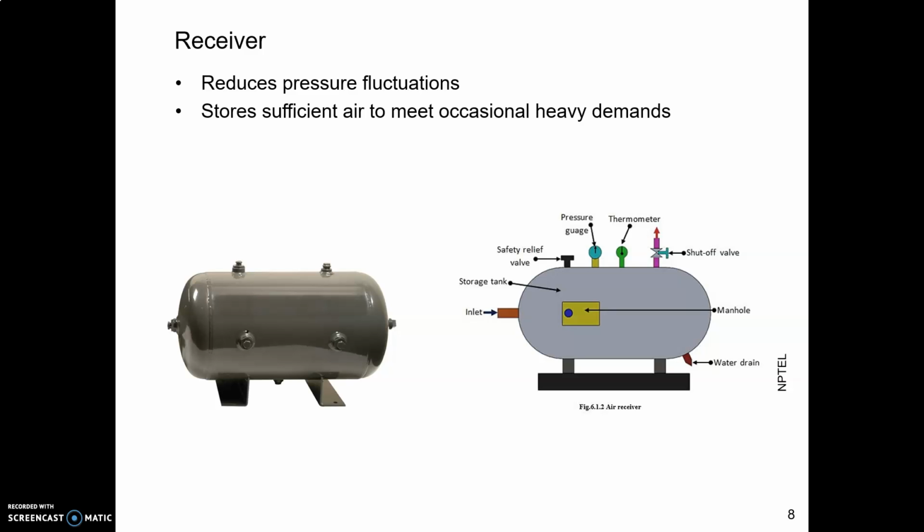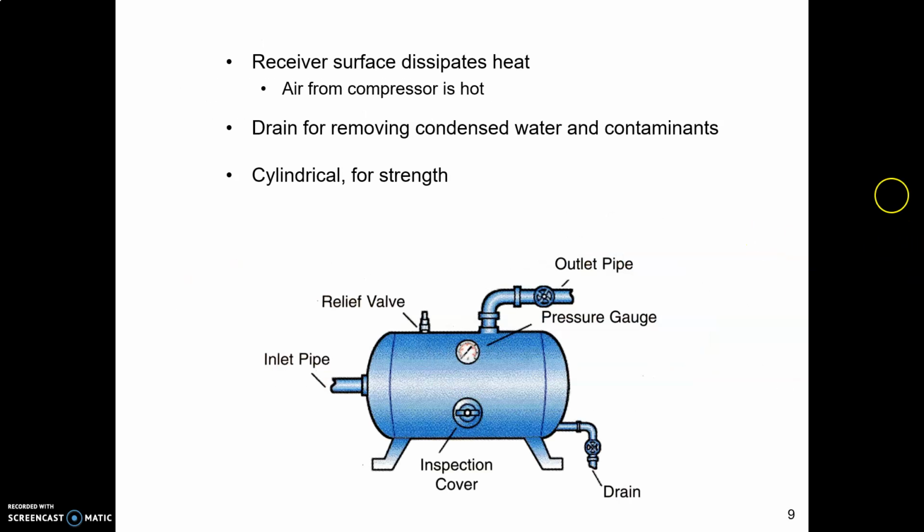So after the compressor pressurizes the air, it gets stored in a receiver. And a receiver is basically a tank. It's a tank that stores the pressurized air, and it helps level out the pressure fluctuations. It does some other things too. It's got a lot of surface area.